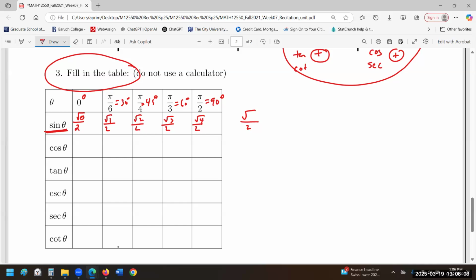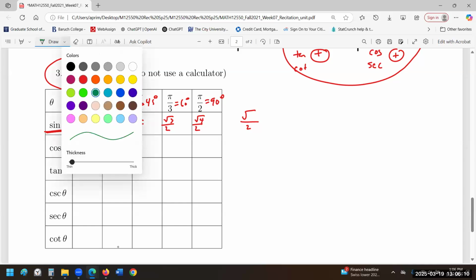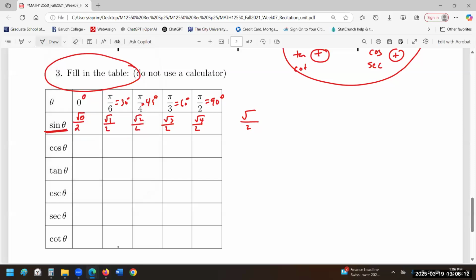And then just simplify. So when you simplify, 0 divided by anything is 0. So we have 0 here. This becomes 1/2. Square root of 2 over 2, we have nothing to simplify. Square root of 3 over 2, we have nothing to simplify. And this becomes 2 over 2, which is 1.